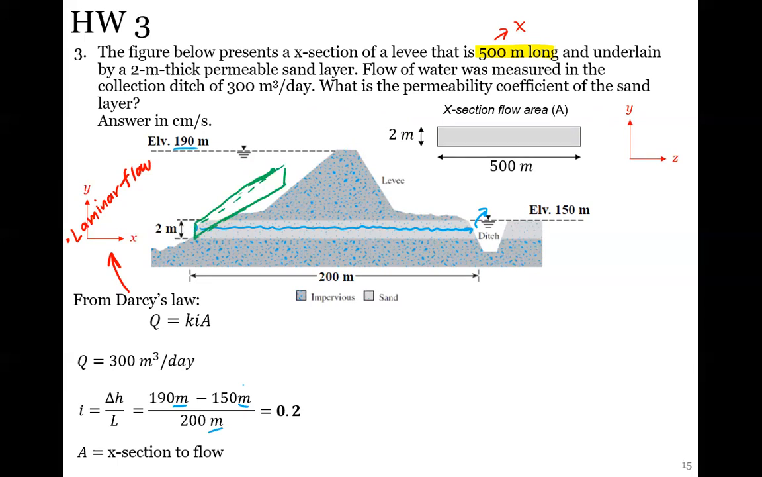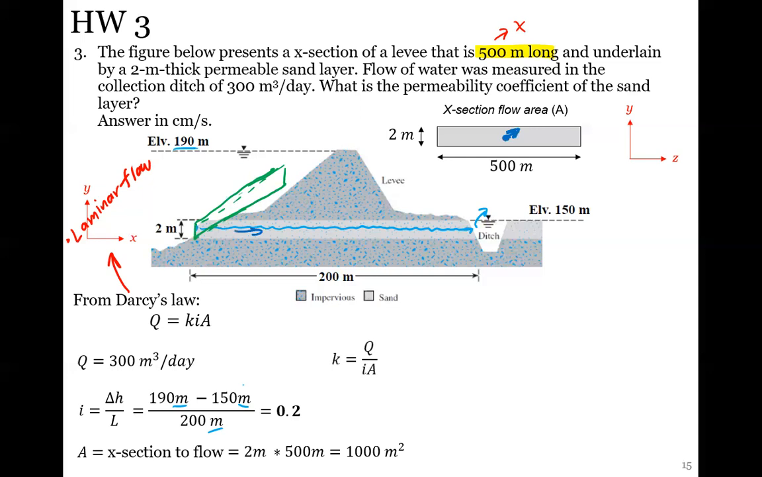And we have this 500-meter length levee total. So the area that the water molecule is flowing through is this entire area here, right? So it's going in this direction, in and out of the paper. So the cross-sectional area is that, which is 1,000 square meters.